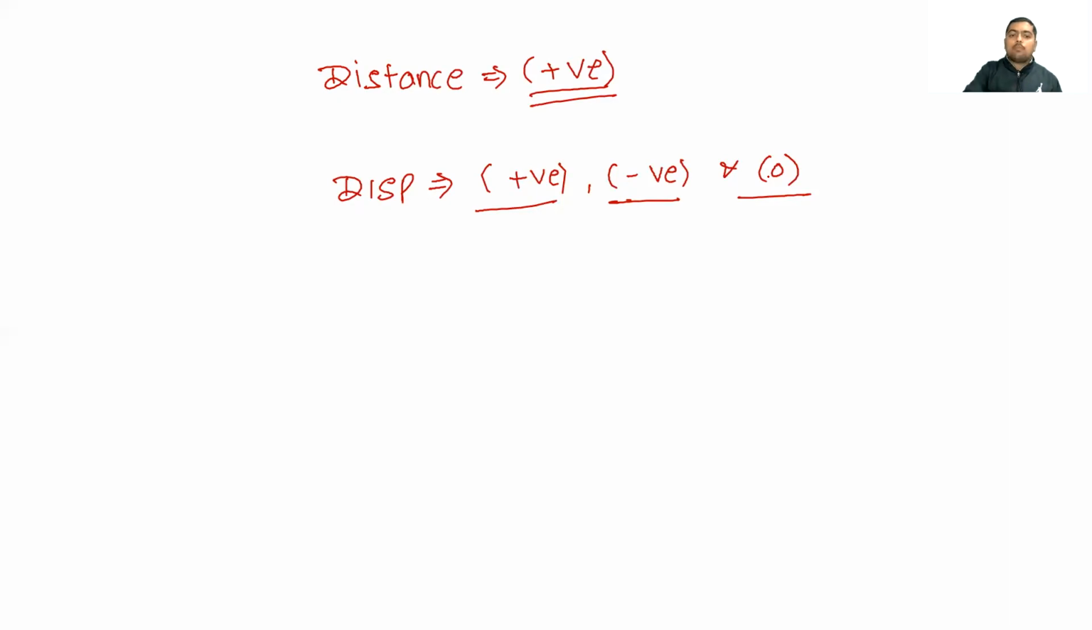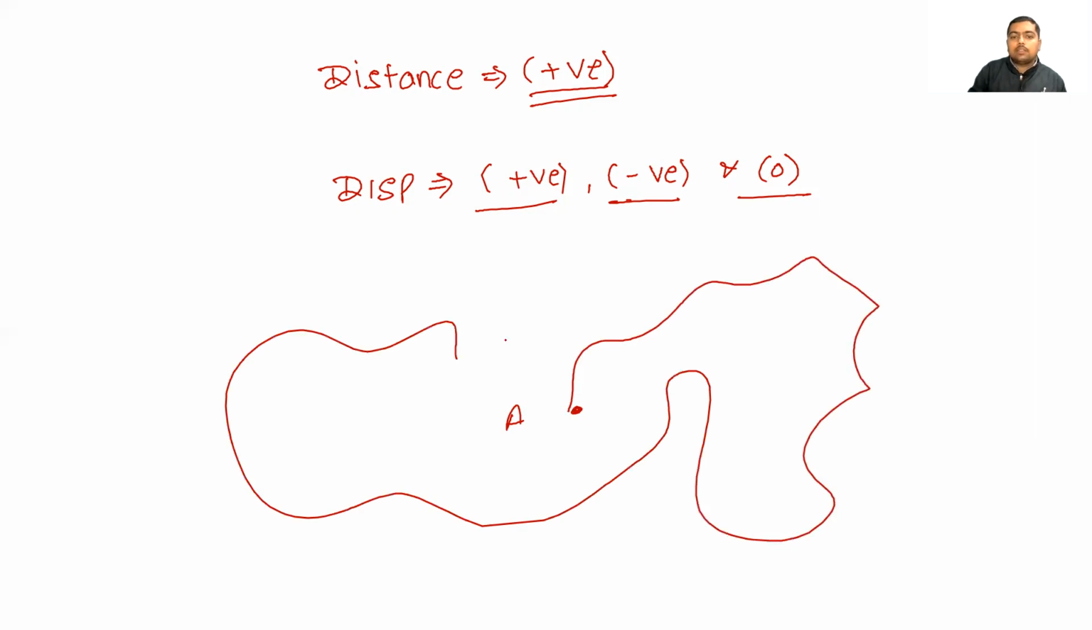Let's take an example. When we start from point A, move randomly in all directions, and after that return to point A, then my initial and final positions are both the same. That's why displacement is zero. But distance cannot be zero when you are in motion.